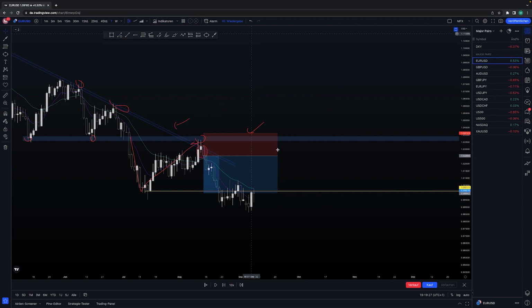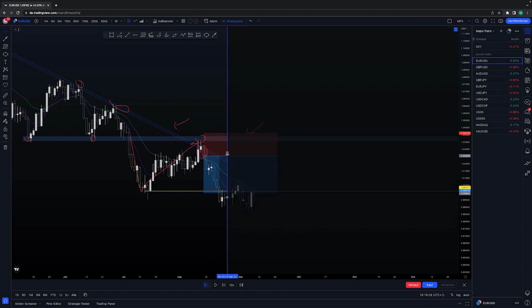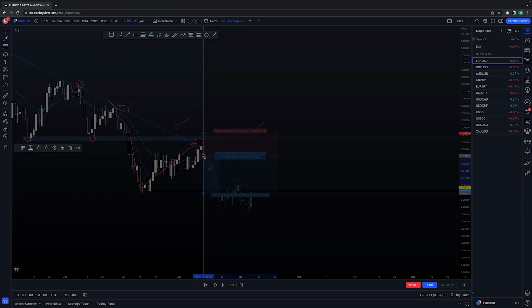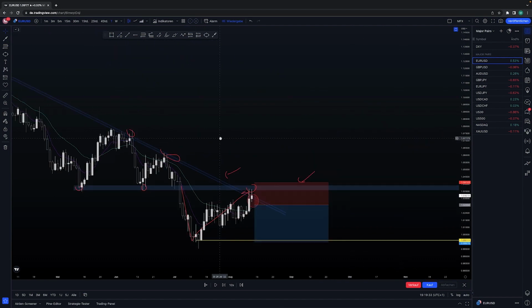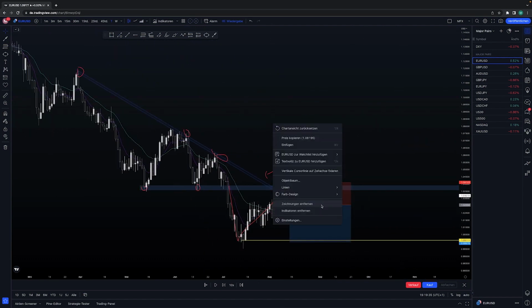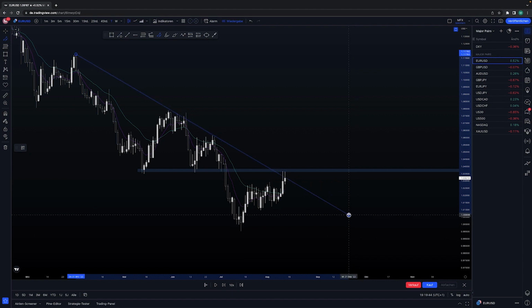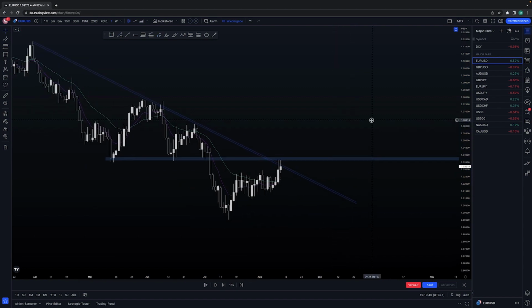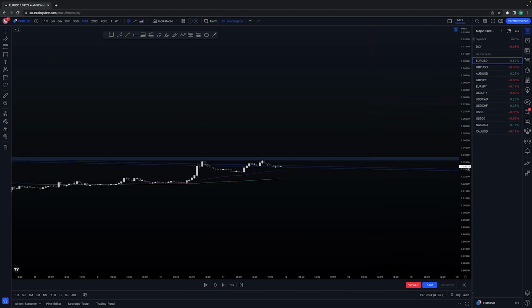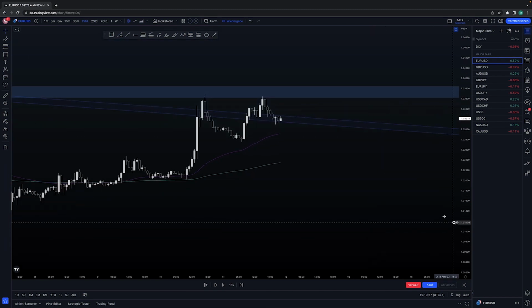So let's go back again to our entry point right in here, and let's delete these drawings so that we can see the chart better. So this was our support and resistance zone right in here, and this right here was our trend line. So now, guys, we are on the daily, and we don't often trade the daily. We are more often day traders. So let's jump into the 1 hour time frame right here and look out for some patterns.